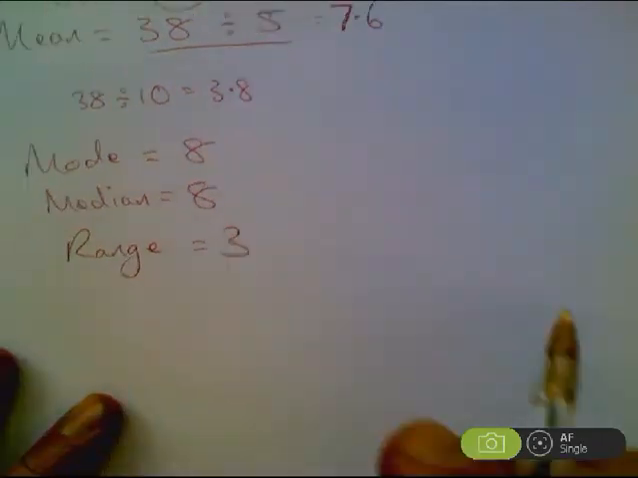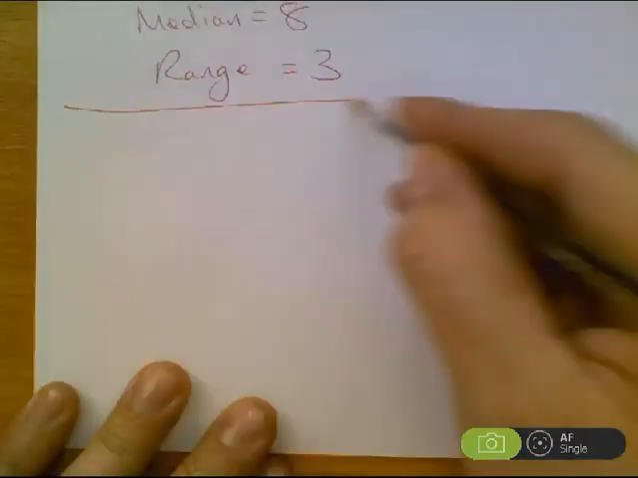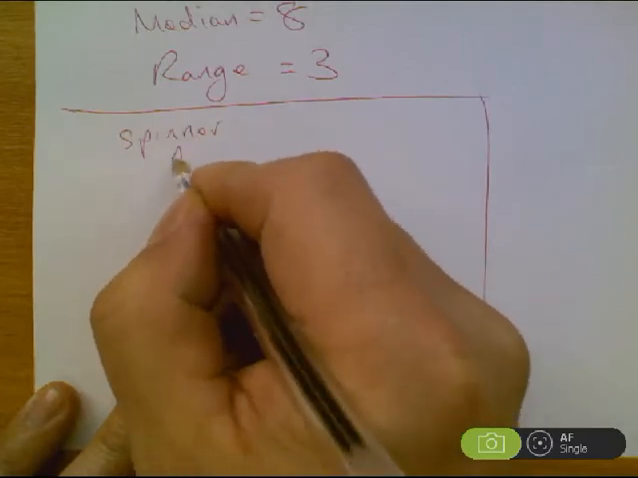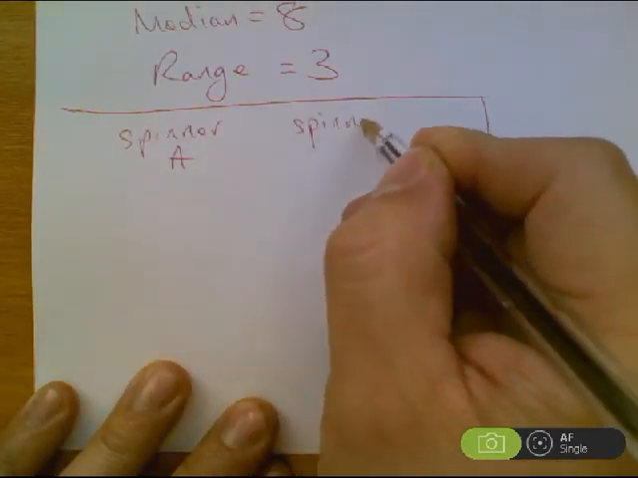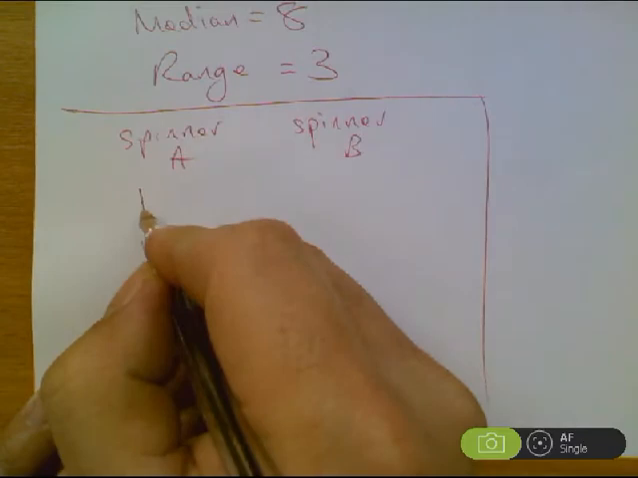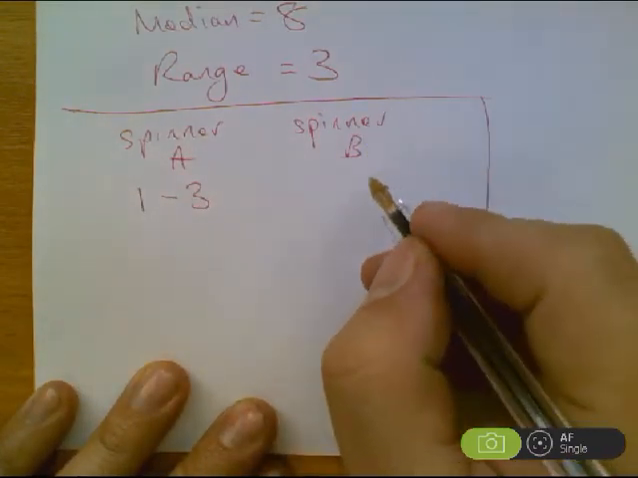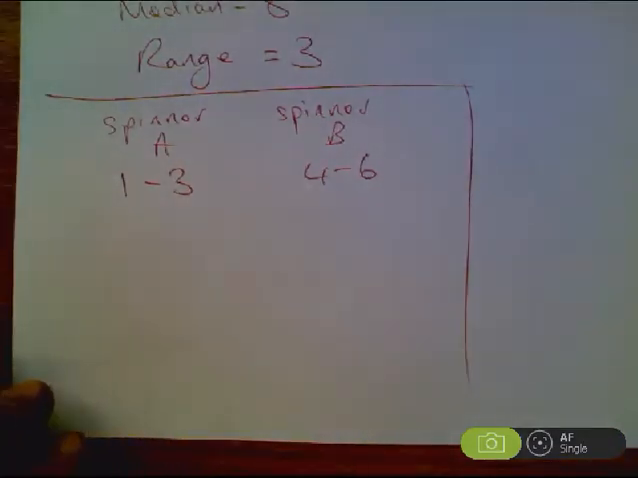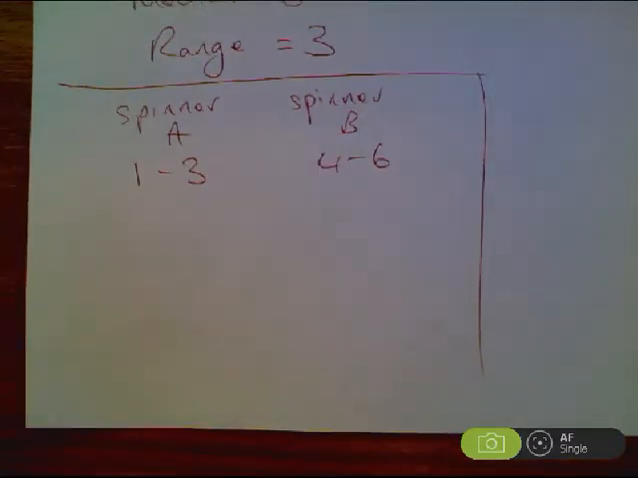Okay, so we've also looked at some probability. So let's say I was given a situation where I've got spinner A and spinner B. Spinner A has the numbers 1 to 3 on it, and spinner B has the numbers, say, 4 to 6 on it. The first step might be that I'm required to list all the possible outcomes of these two things.